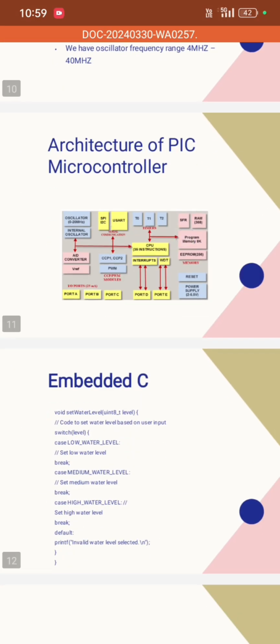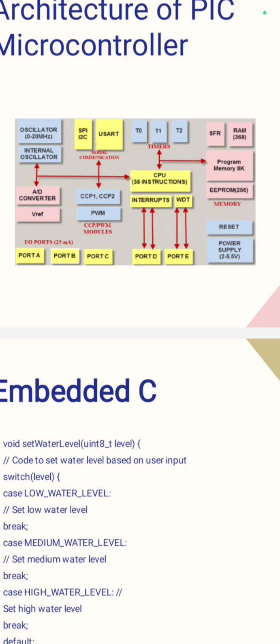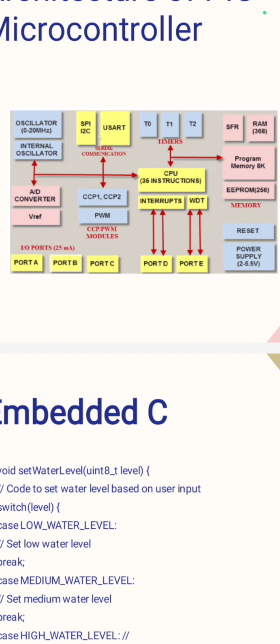Then the next slide is the architecture of the PIC microcontroller: the CPU, the interface, analog to digital converter, oscillator frequency 0 to 20 MHz, timers T1, T2 and T3, program memory 8K, EEPROM memory, reset, port A, port B, port C. The port supports 20 mA.